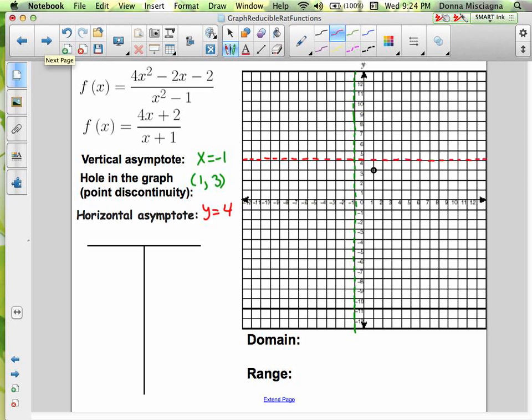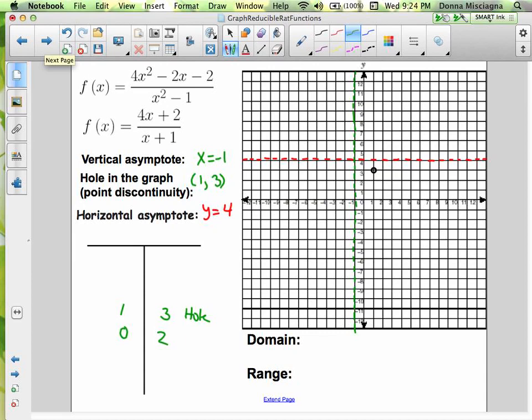All right, so let's plug in some points. You can count the hole as a point. The graph will go up to it and then jump over it and then continue on. So we can consider the hole, 1, 3, and let's just note that's a hole. We had the y-intercept was 0, 2. And those are both on the same side of the graph. They're on the right side of that vertical asymptote. And then we had the x-intercept was -1/2, 0.